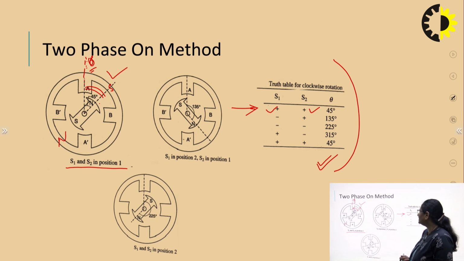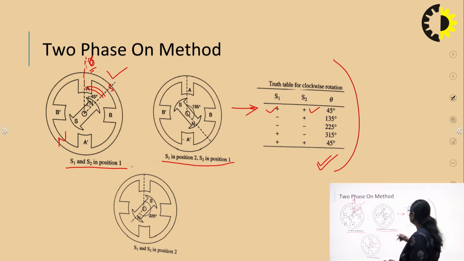Now, if there is a rotation, if there is a change in the position of the switches, for example, S1 in position 2 and S2 in position 1, it means that the current in phase A is negative and the current in phase B is positive, right? Now let us see what happens. The current in phase A is negative, whereas the current in phase B is positive. So, with respect to the switching circuit, let me explain. S1 is in position 2, S2 is in position 1.